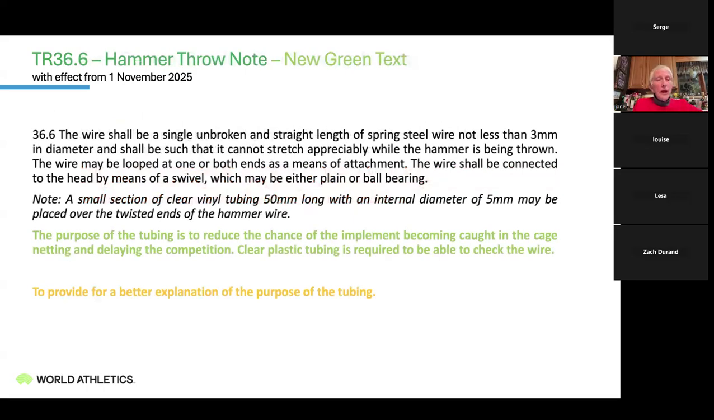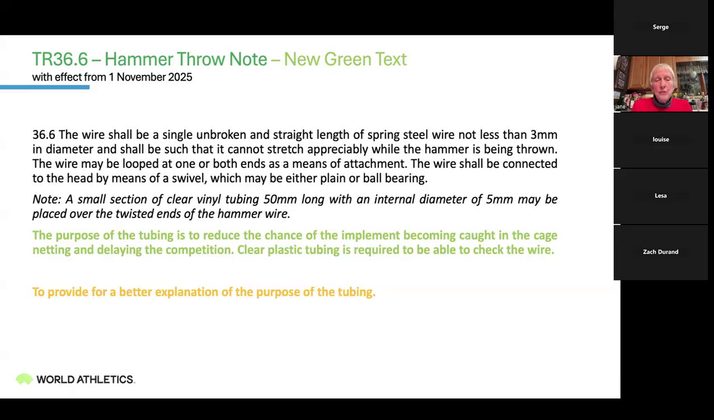Now we're talking about hammer throw, and it's just a little addition of a note and what the purpose of the note is. It's under the description of the wire. So the description of the wire hasn't changed, but the note: a small section of clear vinyl tubing, 50 millimeters long with an internal diameter of 5 millimeters may be placed over the twisted ends of the hammer wire.